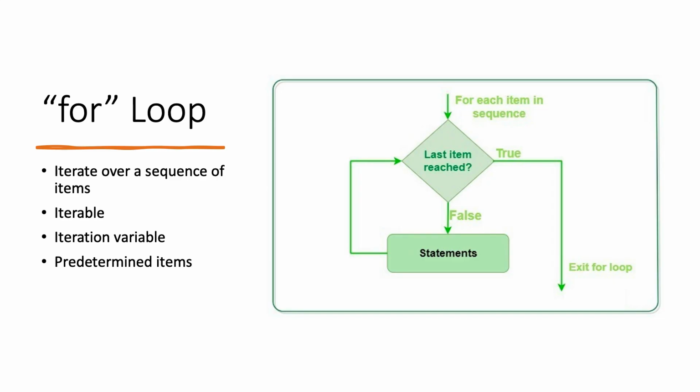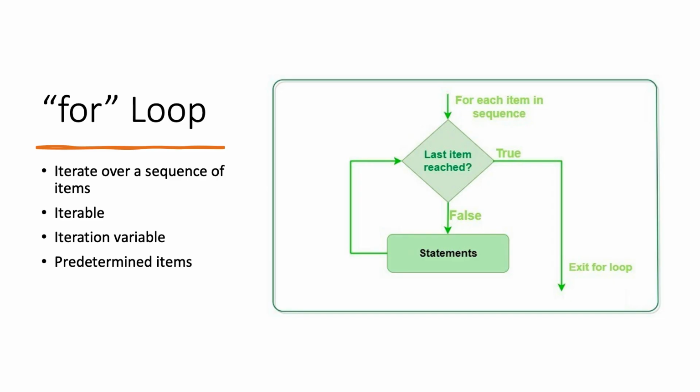And one key component of a for loop is that the number of items in the loop is predetermined. So this means that you know when the loop will start and when it will end. So we will loop for a known amount of times. And the flow of the for loop is shown in this picture here. We loop for each item in our sequence, and the first question to ask is, have we reached the last item in our sequence yet? If no, then we enter our loop and run any statements we have in our indented code.